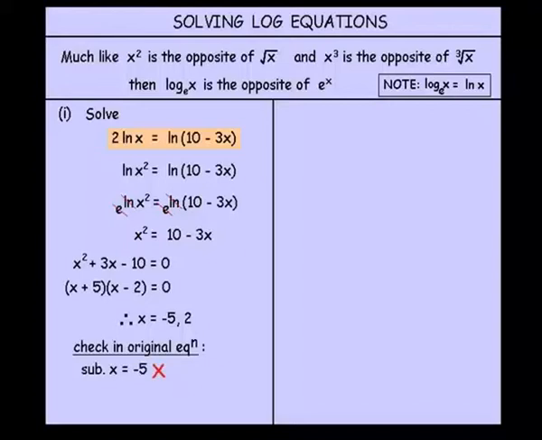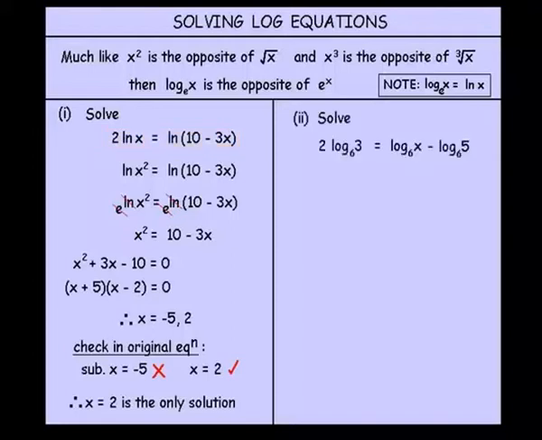You can't take the log of a negative number. If you checked x equals 2, checked it into both sides there, no dramas, that'd work. So we write, therefore x equals 2 is the only solution, so we must make sure that we write that as our final step.